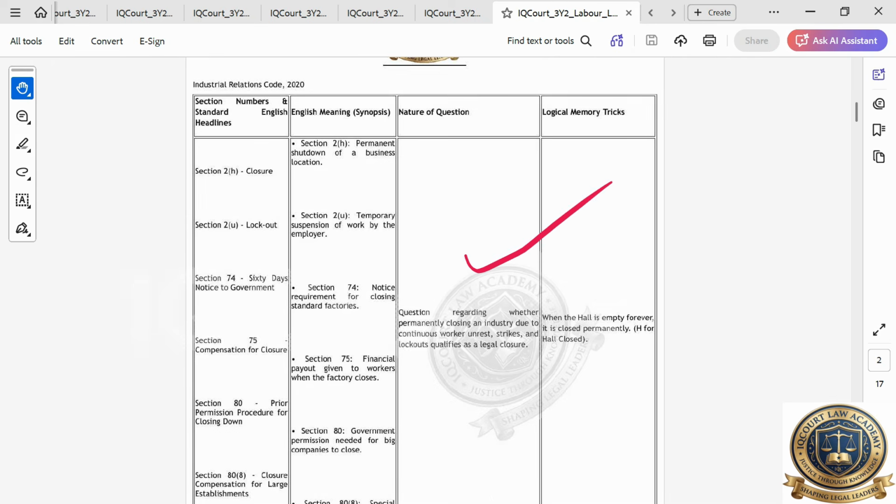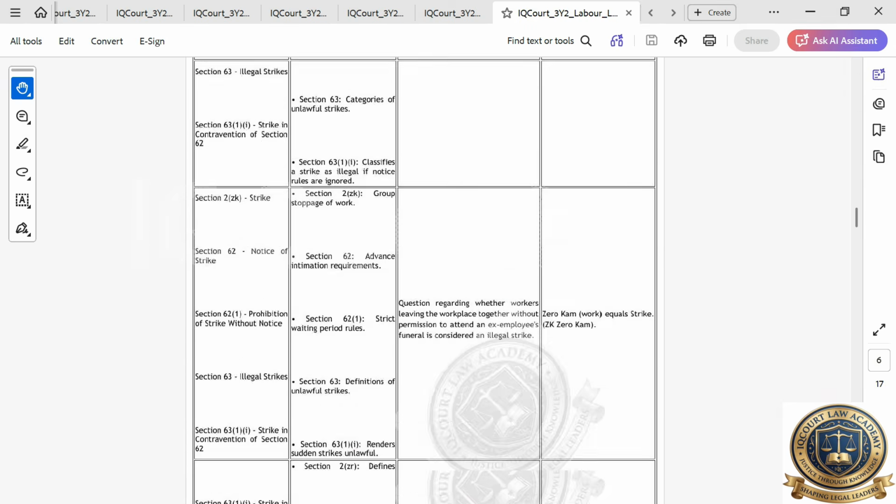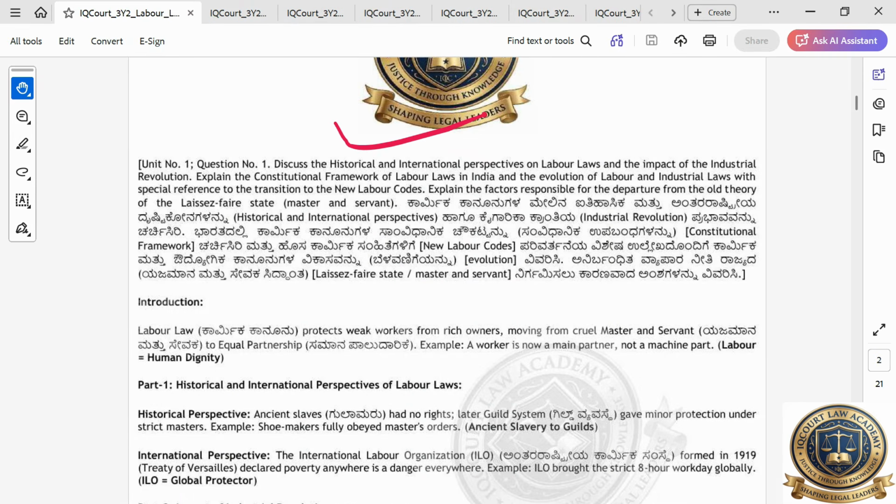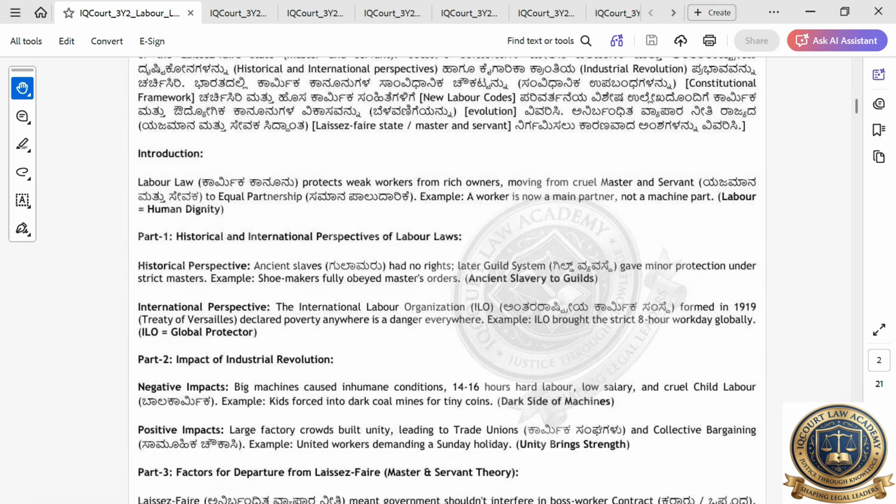See, these are the problems. This is a summary of the problems we have explained for all the units. Discuss the historical and international perspective on labor law, impact of the industrial revolution. Explain the constitutional framework of labor laws in India, evolution of labor and industrial codes along with references. See, all this is the introduction you have to write.